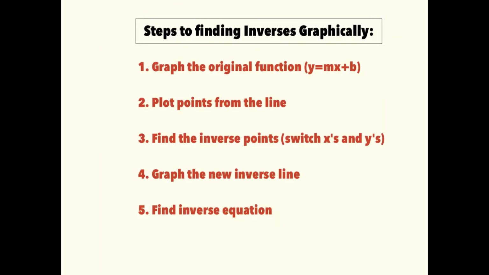Here's a quick review of what we just did. The steps to finding the inverses graphically. Remember, to graph the original function, it has to be in that y equals mx plus b slope-intercept form. Plot the points from that line. Find the new points, which again, remember, if your points are 4, negative 3, then your new inverse points are just switching the x's and the y's, so now it's negative 3, 4. Then graph your new inverse line from those points, and then you can find that inverse equation from the line.